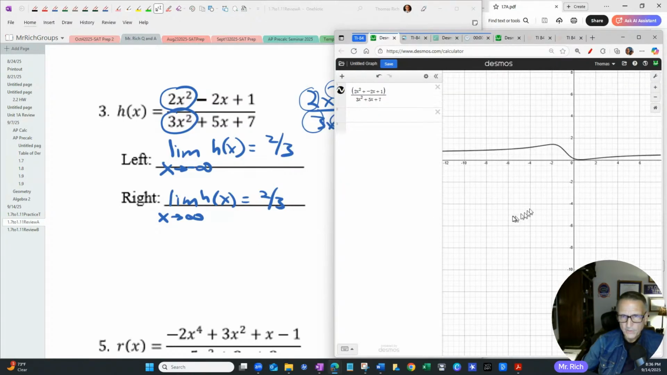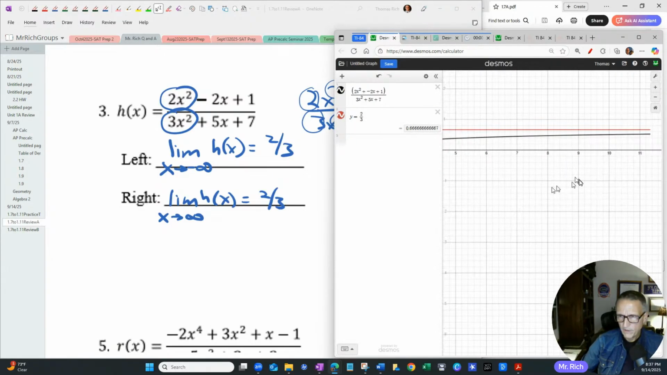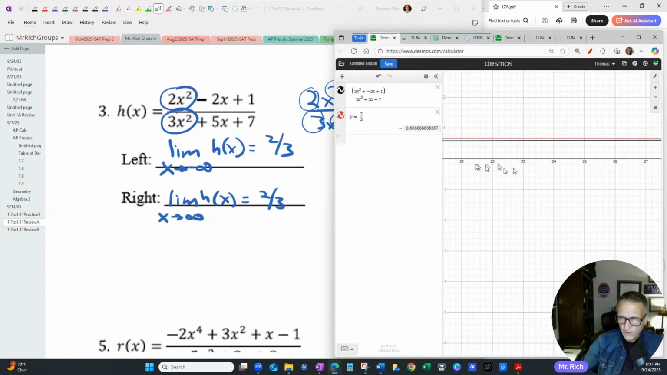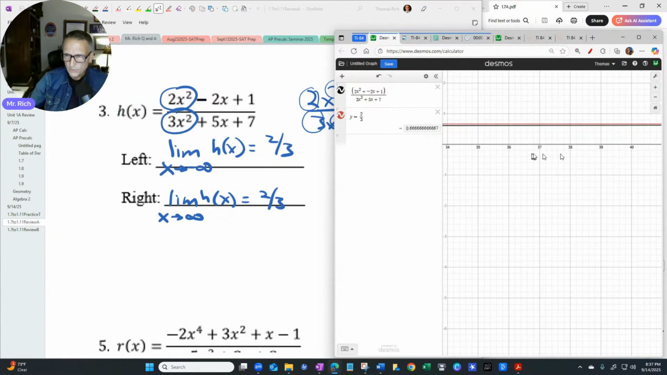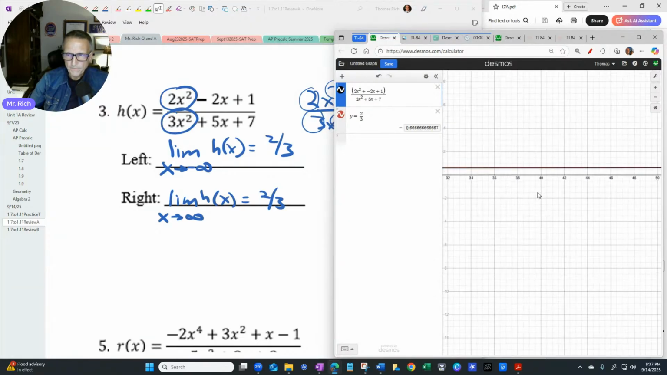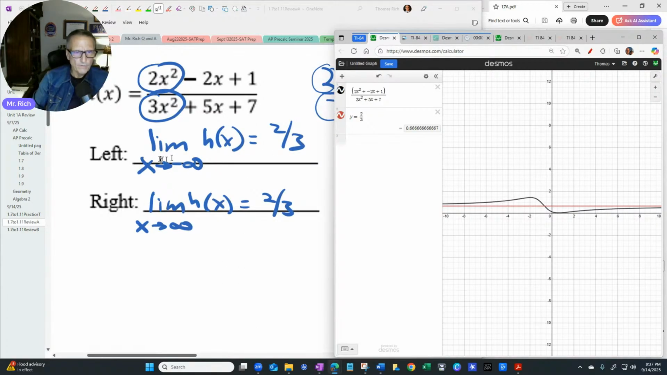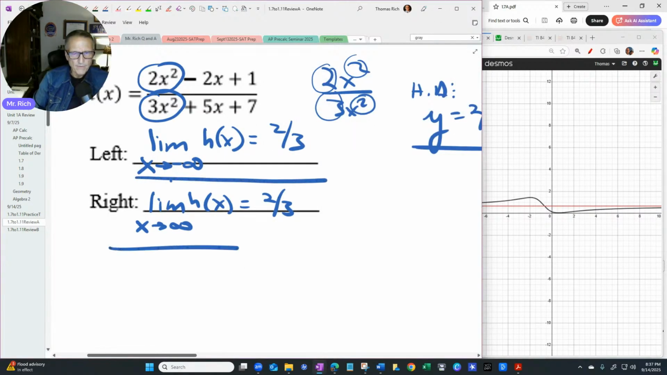Now, is it at 2/3? Here's how we could check. Let's graph the line y equals 2/3. And sure enough, when you come over here and you go way out to the right, you can see that the function is getting closer and closer to that horizontal line at y equals 2/3. So yeah, we have this right. That's why we're saying as x goes to infinity, as the x's are getting bigger and bigger, those y values are getting closer and closer to 2/3. Those two statements are how we state that we have a horizontal asymptote.